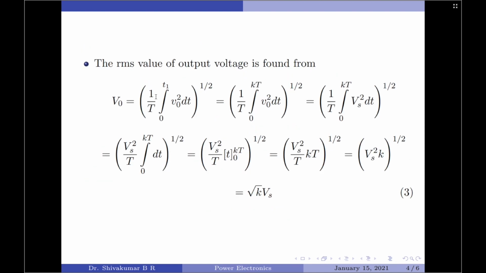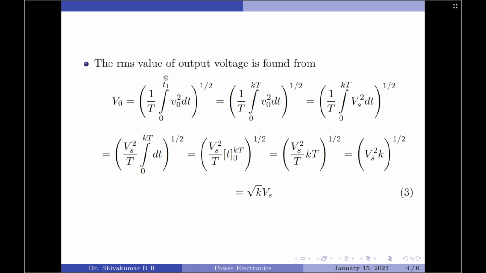So, I am writing it as 1 by T integral 0 to T1 V naught into dt, that is the mean value. I will square the value that is being integrated to get square and mean value, and then I will put a square root over the complete term to get root mean square. So, we have a root, we have the mean, and finally we have the square.